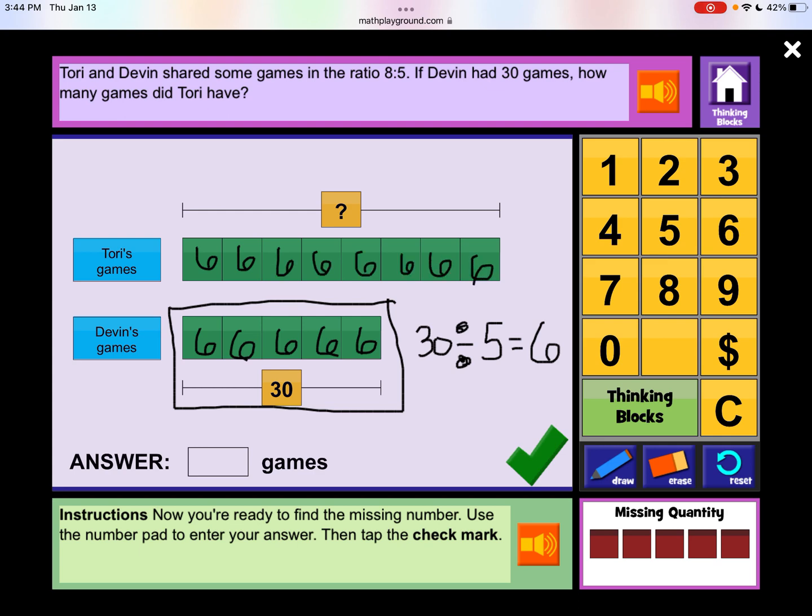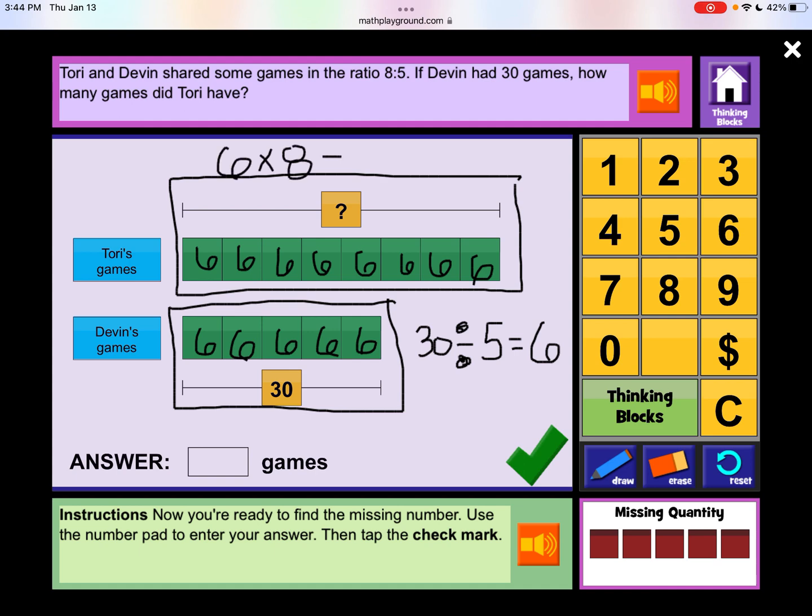All right. So now I need to figure out how many games Tori has. So now I need to figure out how many are up here. So I could skip count by 6, or I can count the 6s. 1, 2, 3, 4, 5, 6, 7, 8. That's 6 times 8. And I can use a calculator, or I can use my brain, but I got to get the right answer. That's 48.